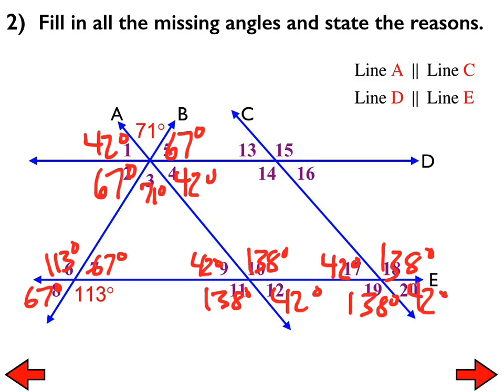Angle 15 is 138. How do you know? Because of alternate exterior, or it's corresponding to angle 18. The hard part is done. Angle 14 is 138 because of vertical. 13 is 42 because of lots of reasons. And 16 is 42 also because of many, many reasons.